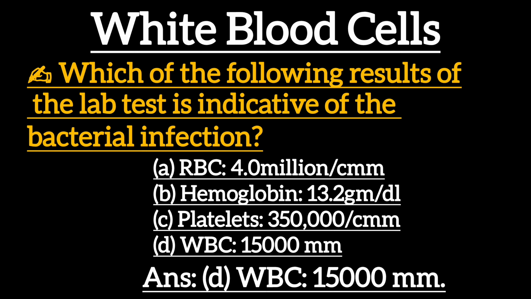Next one: which of the following results of the lab test is indicative of a bacterial infection? Option A, RBC 4.0 million per cubic millimeter. Option B, hemoglobin 13.2 gm per dl. Option C, platelets 3,50,000 per cubic millimeter. Option D, WBC 15,000 per cubic millimeter. Correct answer is option D, WBC 15,000 per cubic millimeter.